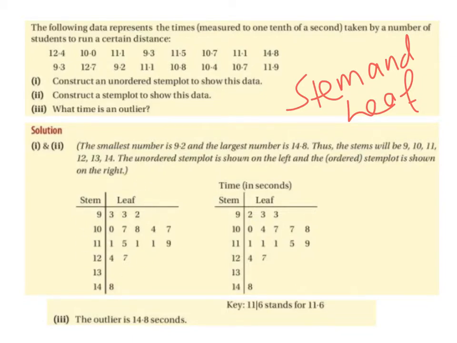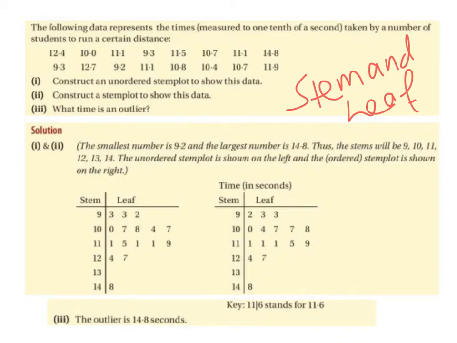Next, we just have to order the leaves. So 3, 3, 2 becomes 2, 3, 3. Make sure the smallest numbers are on the left and the largest numbers are on the right. 0, 7, 8, 4, 7 becomes 0, 4, 7, 7, 8, and so on. We leave a blank to the right of 13 because there was no value listed with 13. We do not just forget about 13. It would be incorrect to have 12 and then straight away skip on to 14.